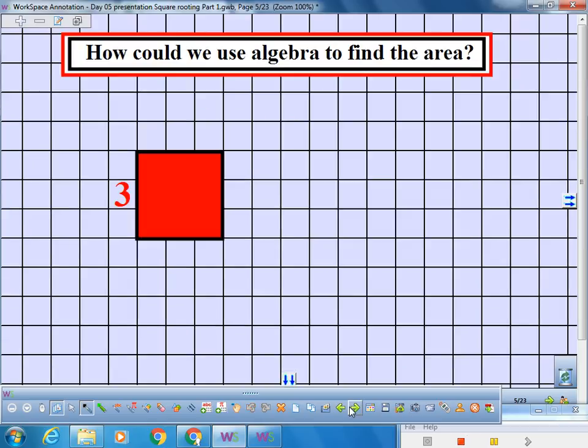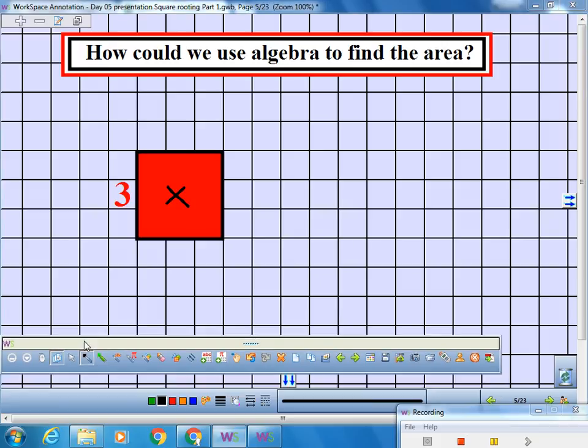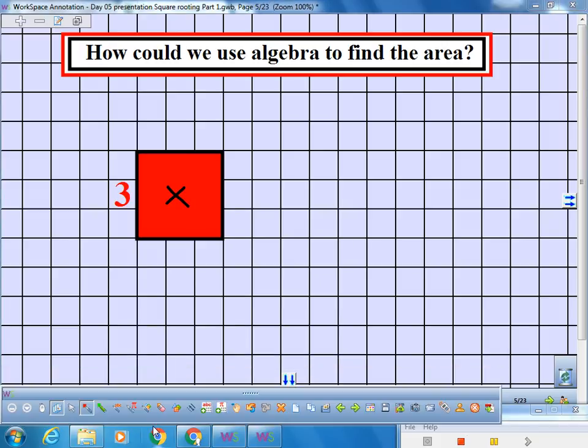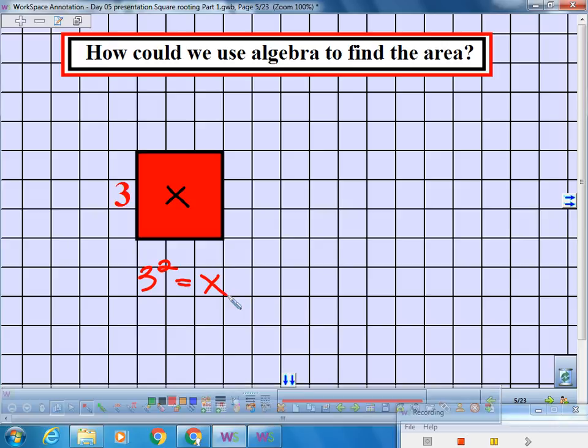So how could I use algebra to find the area of this square? I want to find the area of the square. Well, it's not 2 times 3. We have squares and square roots. So to find the algebra, I would say 3 squared equals the area of the square, because the side of the square is squared to come up with the area, right? 3 squared is x. So x is 9.